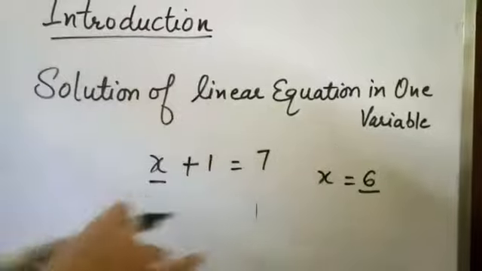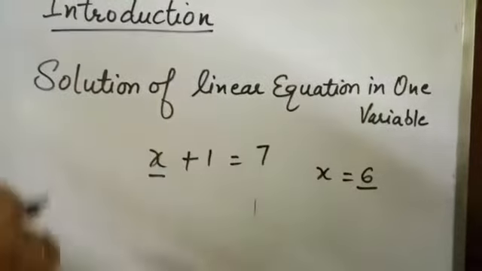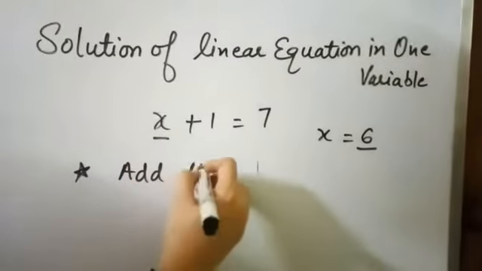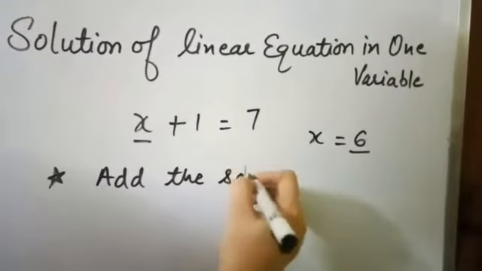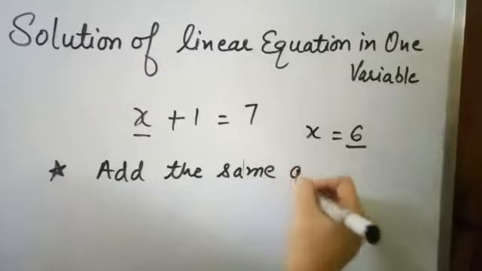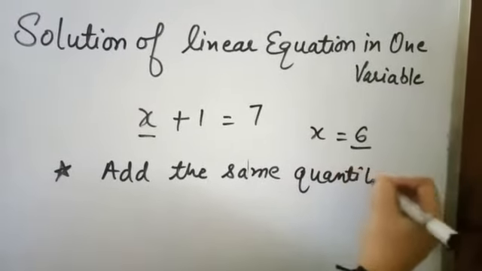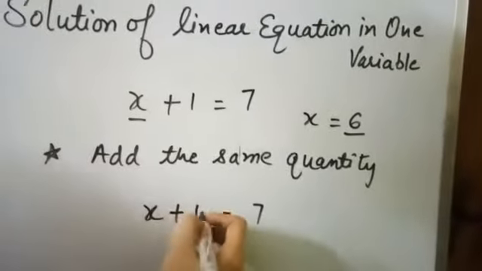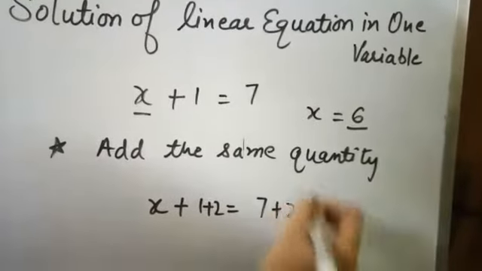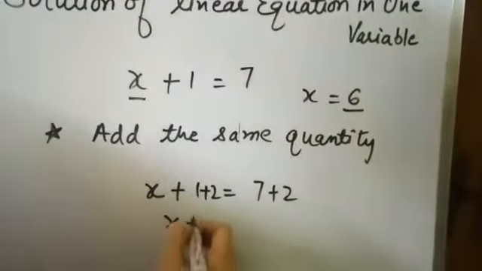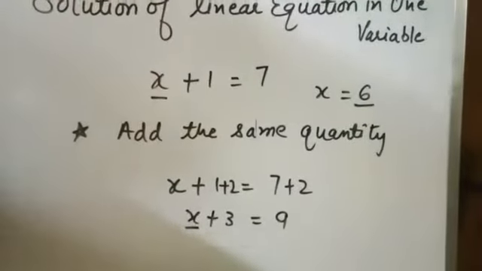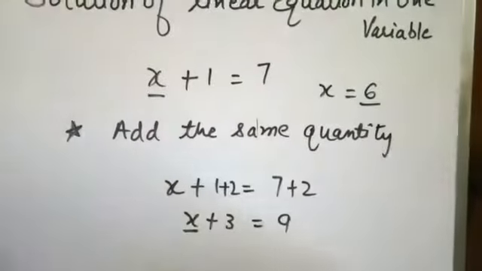Now let us recall the rules for solving a linear equation. The first rule: add the same quantity to both sides of the equation. Suppose x plus 1 is equal to 7. If you add 2 on both sides, again you will see the solution will not change. The value of x will be 6. This is your first rule.